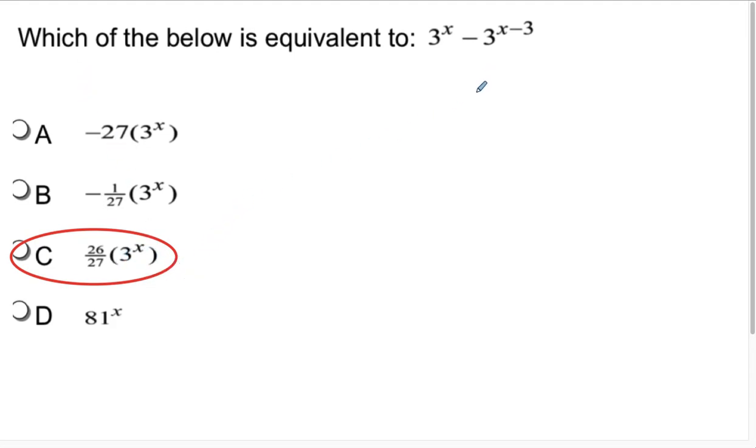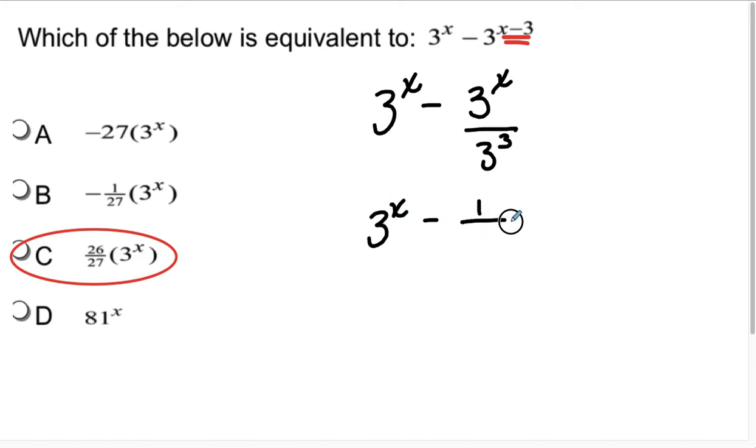The reason why is because I will be using the quotient rule here. Going to bring down 3 to the power of x because you cannot simplify that anymore. I'm going to bring down the minus sign here, and I'm going to use the quotient rule to simplify this further. So this is 3 to the power of x divided by 3 to the power of 3. 3 to the power of 3 is 27, so technically this is 3 to the power of x minus 1 over 27. So remember what I showed you before. And then the base is 3 to the power of x.